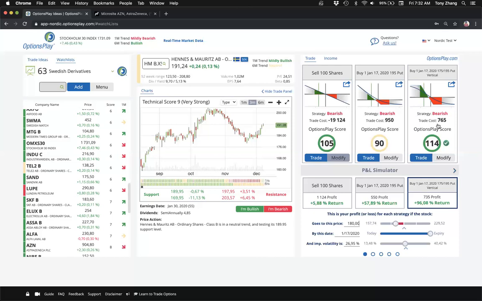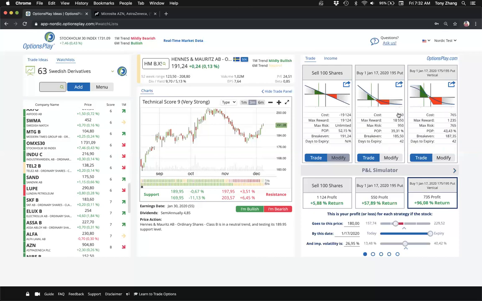Now, most platforms will give you a breakdown of a strategy that looks like this: the cost of the trade, the max reward, the max risk, the probability of profit. These numbers are at best confusing, and worse, it's difficult to compare, because you have this put option that gives you a max reward of 18,000 crowns if the stock goes to zero. But how do you compare that to a spread that makes you only 1,200 crowns if the stock goes down to 175? You're not really comparing apples to apples here.